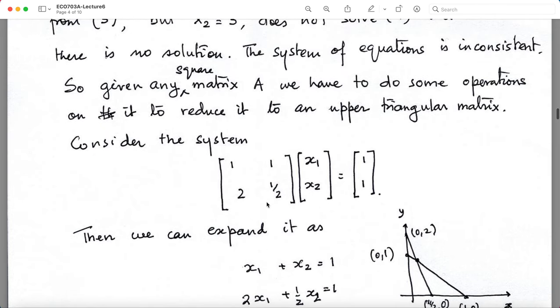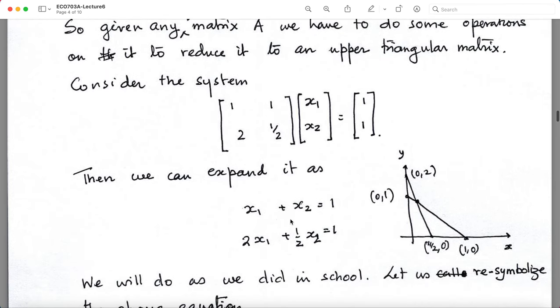Now let us consider this. You can understand this is the line x1 plus x2 equal to 1 and 2x1 plus half x2 equal to 1. So the first line intersects the x and y axes at (1, 0) and (0, 1), and the second line at (half, 0) and (0, 2). And so they cut somewhere in the first quadrant. So now, let us see how we proceed, as we did at school.